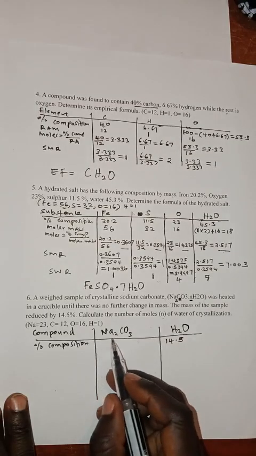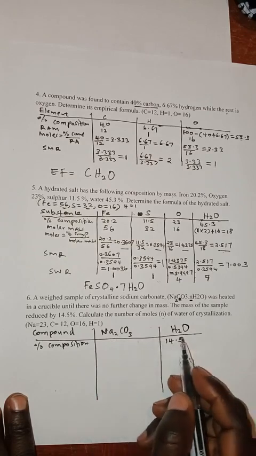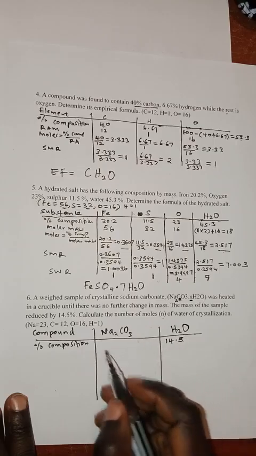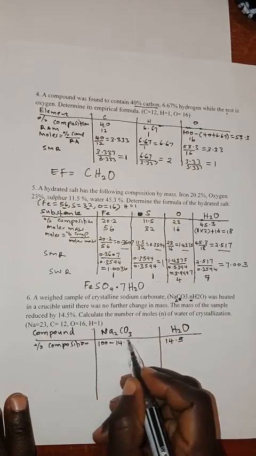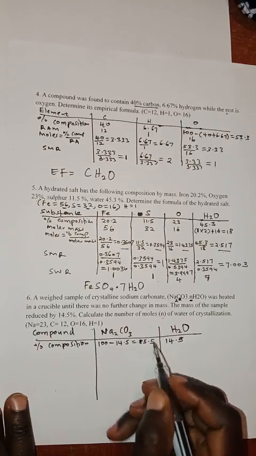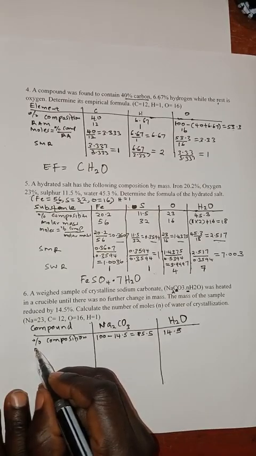So let's get the percentage composition of sodium carbonate. The total percentage of sodium carbonate and water is supposed to be 100. So to get the percentage composition of sodium carbonate, we are going to take 100 minus 14.5, so that we get 85.5%.